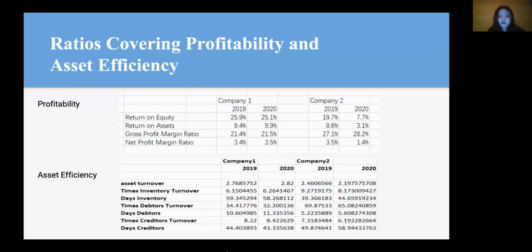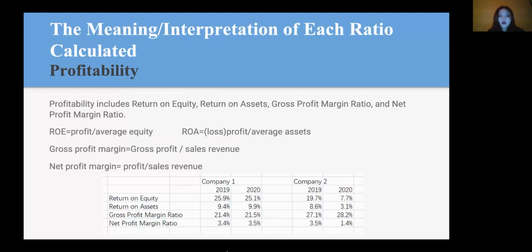Through the information of the two companies, we have completed the ratio of profitability and asset efficiency. This is the ratio table. Profitability includes return on equity, return on assets, gross profit margin ratio, and net profit margin ratio. Therefore, the ratio of these four parts can be calculated.